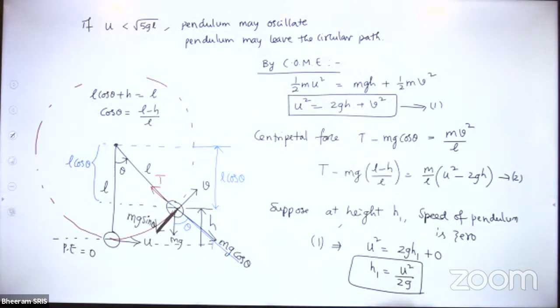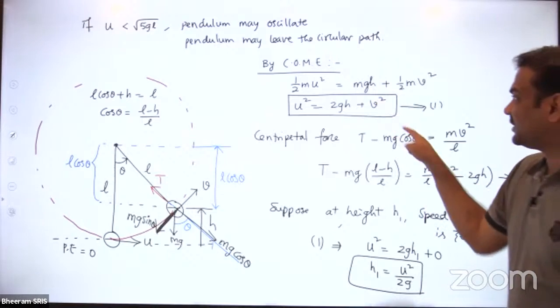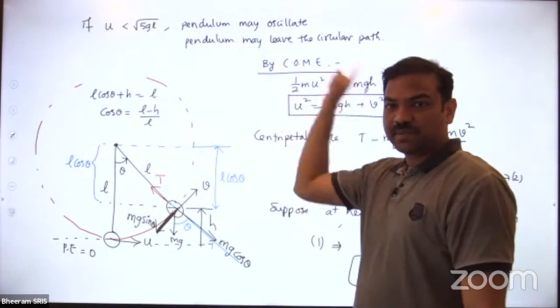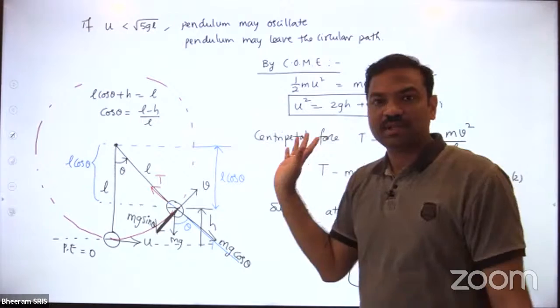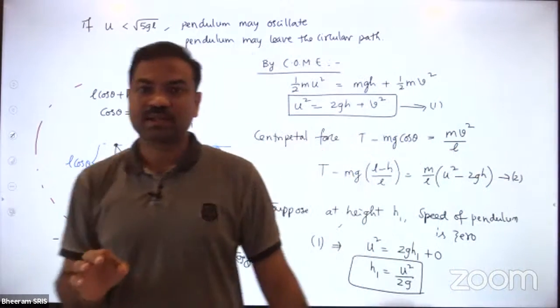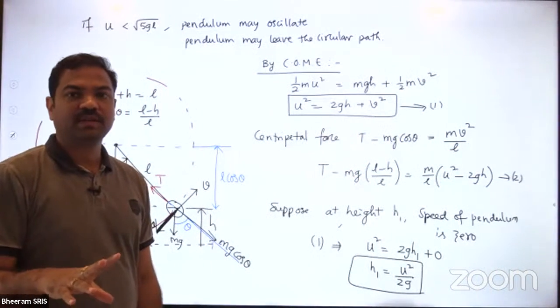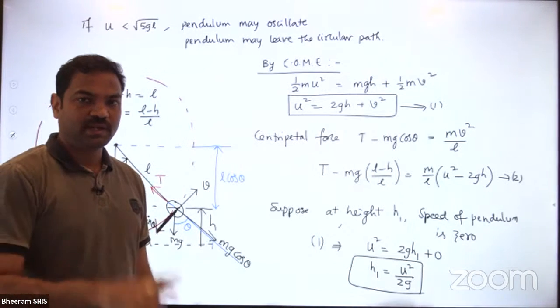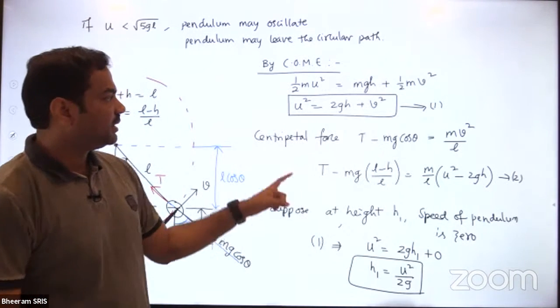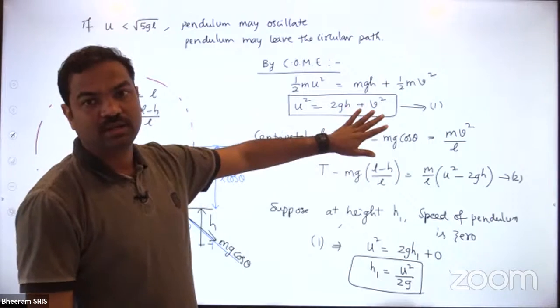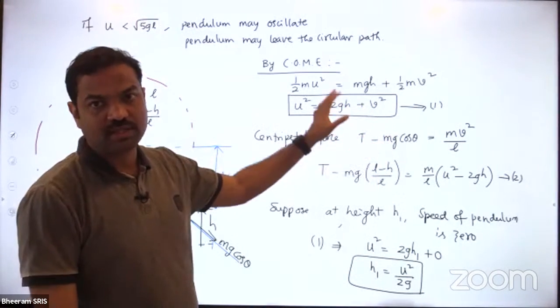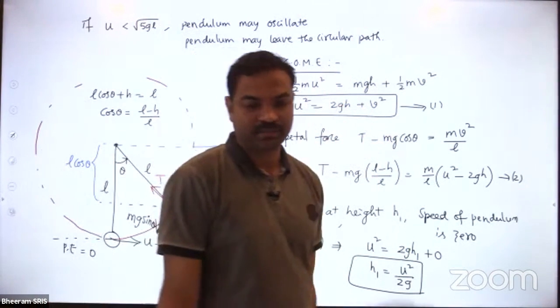Revise all derivations. Condition for completing the vertical circle, even this. So at random places, these are the equations. One is conservation of mechanical energy, the other one is centripetal force. Whenever you are solving vertical circular motion, remember only two ideas you need to apply while solving the question. One is this centripetal force idea, the other one is conservation of mechanical energy.